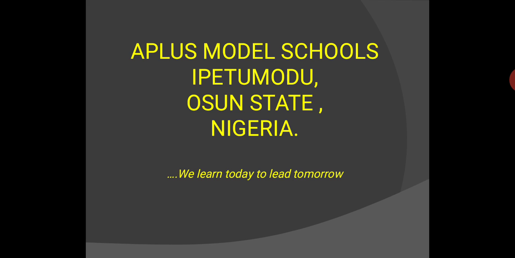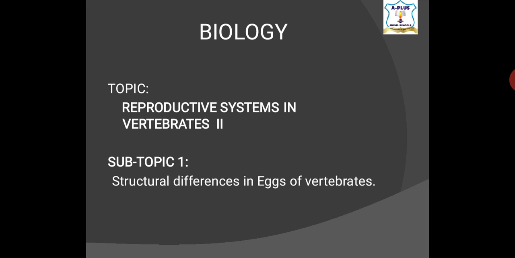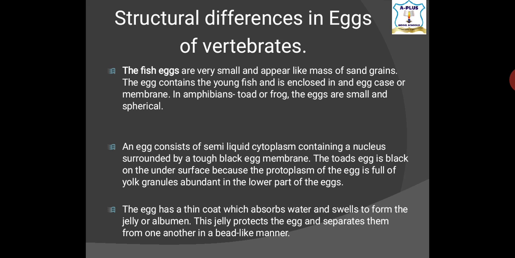Today we'll be going to reproductive system in vertebrates 2. We just finished the reproductive system in vertebrates, the first part. Now we'll be going to the second part, and we'll be treating a subtopic: structural difference in eggs of vertebrates. We're going to check the physical structure, the difference between the eggs of different vertebrates. Vertebrates are animals with what? With backbones. So we're going to talk about the difference in their eggs.